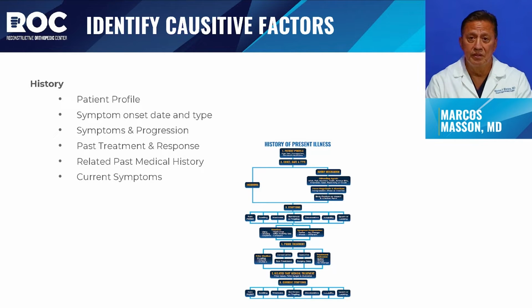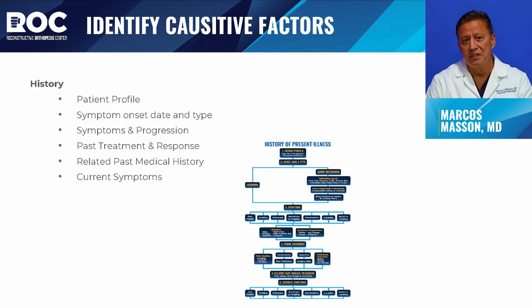And these are important to know so that we understand how best to treat the patient based on the mechanism of injury. Now, symptoms and symptom progression, prior treatment, and the current symptoms that they present with, along with their past medical history, is all important to understand prior to instituting a treatment program.